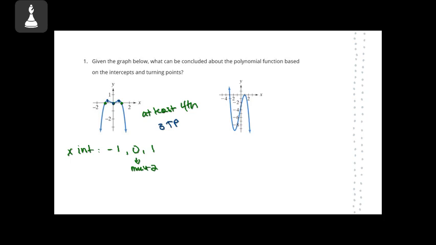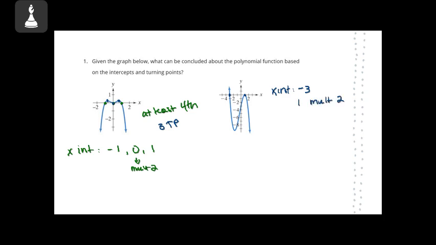Looking at the second one, we're going to cross the axis here. Let's see, that's -3 and it goes through, so I'm going to leave it as odd. At 1, we bounce back, so we're going to estimate multiplicity 2. So we're just going to say either 1 or 2.